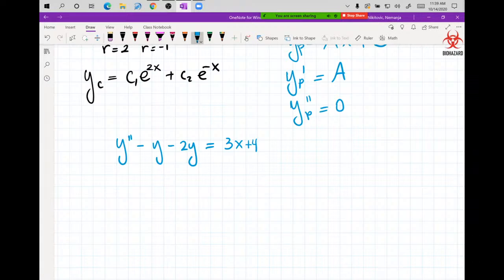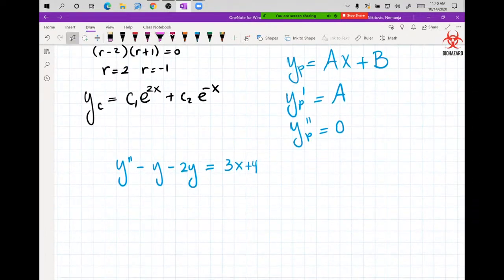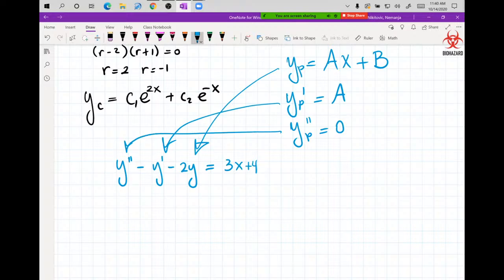And minus y prime, right? Minus y prime. Excellent. I was just testing everyone, and you won. Okay, great. So now yp gets there, y prime gets there, y double prime gets there. So 0 minus a minus 2 times ax plus b needs to be equal to the 3x plus 4.